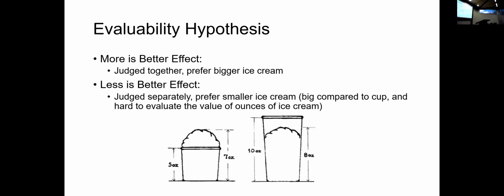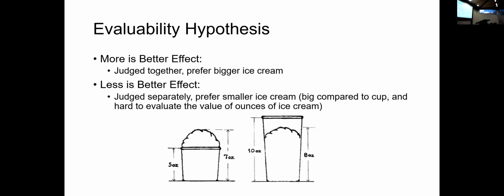So there are 2 parts of this paper, 2 parts of the hypothesis, the evaluability hypothesis. One is sort of obvious. It's the more is better effect. And that's the idea that you have 2 ice creams. These are the actual stimuli here. So this one has more ice cream in it than this one. So if you present these together, everyone should prefer this one, except people who hate ice cream.